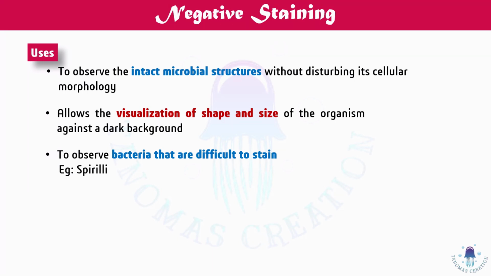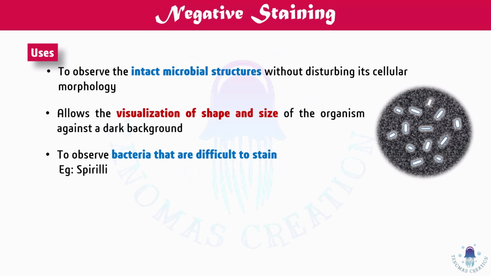Now, there are bacteria that are very difficult to stain, right? They are not stained using the gram positive, gram negative and acid fast methods. So negative staining shows the structure, the shape, the sizes. It allows the visualization of the shape, sizes and arrangements of bacteria that are very difficult to stain. An example is Spirulina. In this picture we can see that these bacteria are not stained and they appear as transparent or translucent organisms against the dark background.